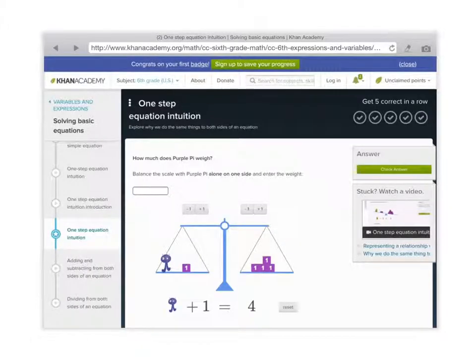Let's take a look at another example. In this scale, we have purple pie, and we want to get purple pie alone. On the left-hand balance, we have purple pie plus 1 block equals the 4 blocks on the other side. So in order to get purple pie by himself, we want to take away that 1 block.